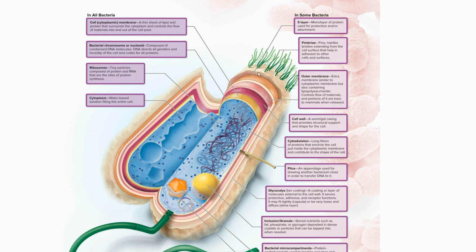This is the S layer. It's basically a layer of some proteins. It's a monolayer of proteins. It's used for protection and the attachment. Now you can see here these short hair-like bristles, these extensions. This is called fimbriae, and their function is for the adhesion.